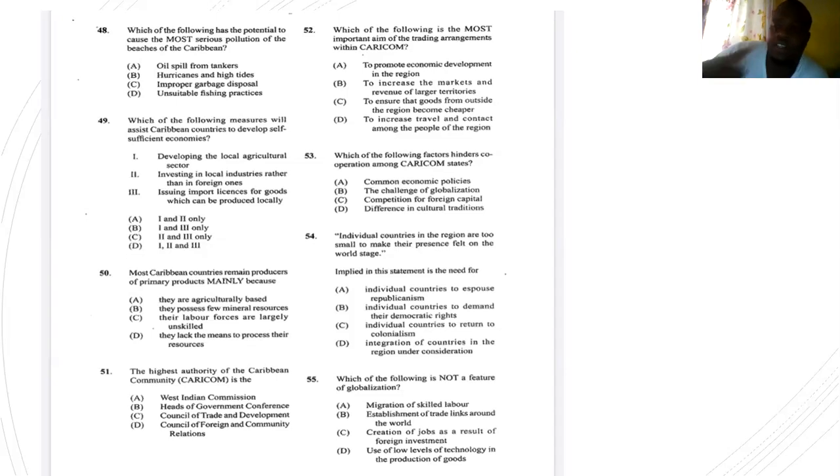Creation of jobs as a result of foreign investment, yes, we see it. We see all of the roadworks, that is when non-local persons are employed. We see overseas companies coming in to invest in our local economy and persons getting jobs, government collecting revenue, yes. So the one that is left is the use of low levels of technology in the production of goods. Industries have actually moved to high technology to produce goods, right?